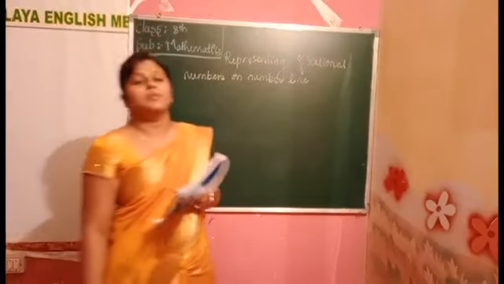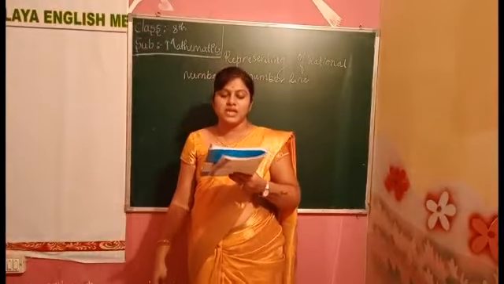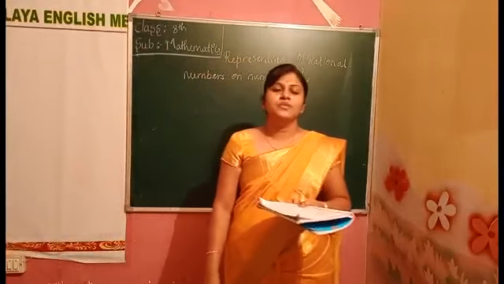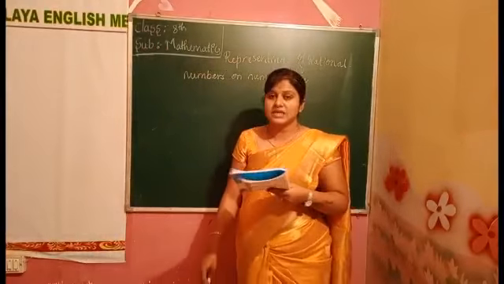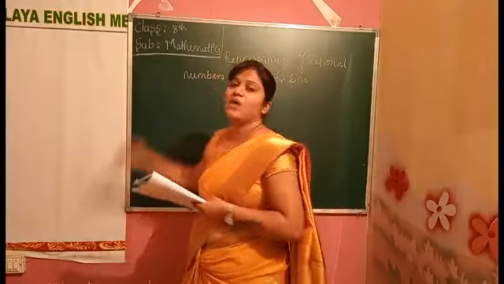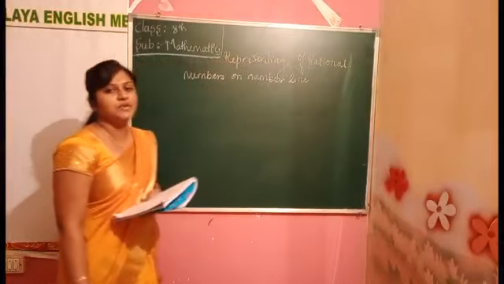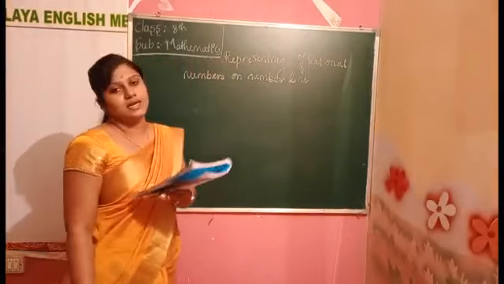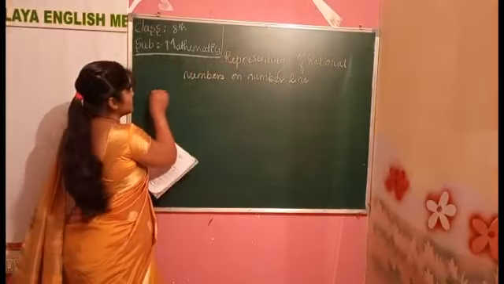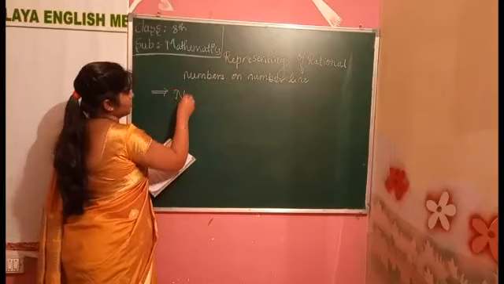When we go to the numbers, in numbers we have so many types: natural numbers, whole numbers, integers. The last one is our rational number. Which chapter are we solving now? Okay. First we'll see the natural number.